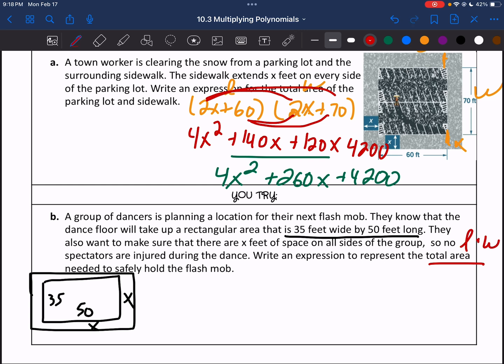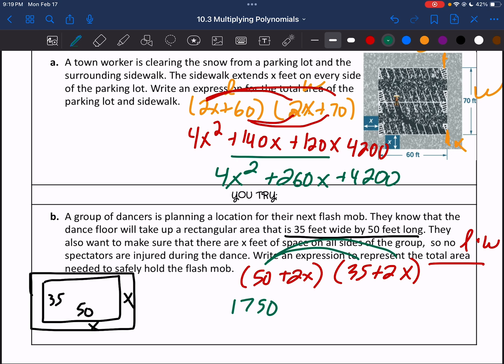times width. So our length, we're going to do 50 plus 2x. Our width is 35 plus 2x. I wrote it a little backwards. That's okay. It's still going to work. 50 times 35 is going to get me 1750. 50 times 2x is plus 100x. 2x times 35 is plus 70x. And 2x times 2x is plus 4x squared.